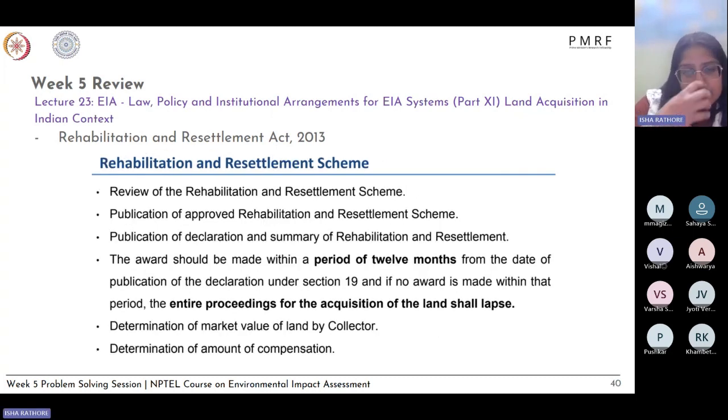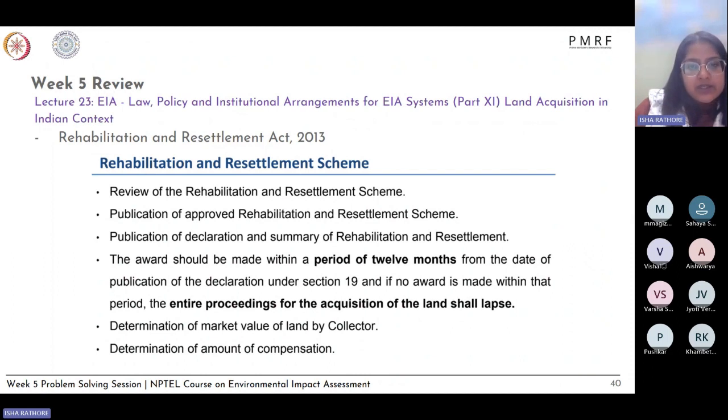And then, after all of this, the social impact assessment report will be prepared. It will be reviewed for the rehabilitation and resettlement scheme. Its publication will be sent to the panchayat, municipal corporation, or municipality in their local language. Publication of the declaration and a summary of the scheme will be given, with the compensation which is being allotted to the families and the time period for which this will happen. All of these details will be made available. Again, wide publicity of all of this will be done in the affected area.